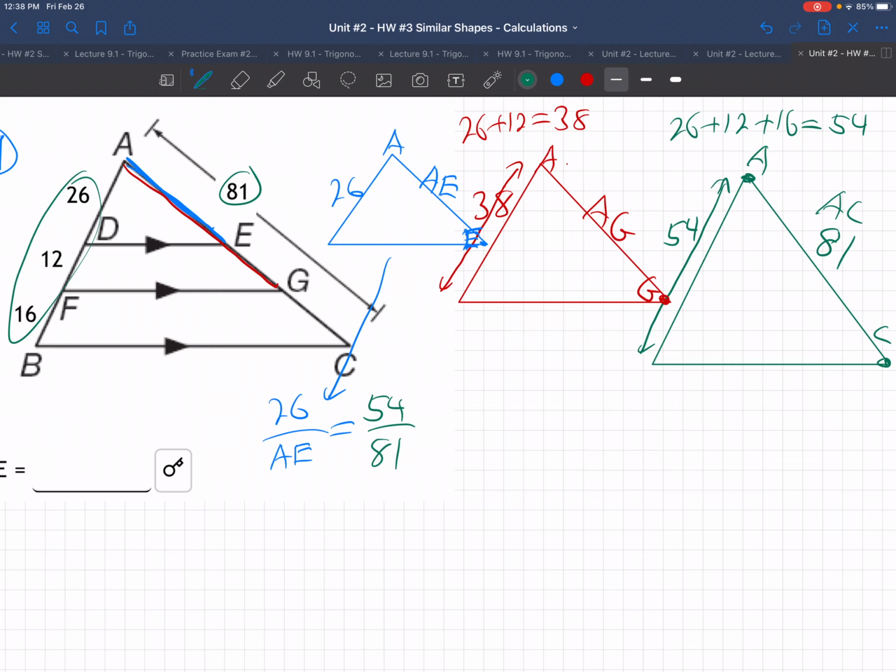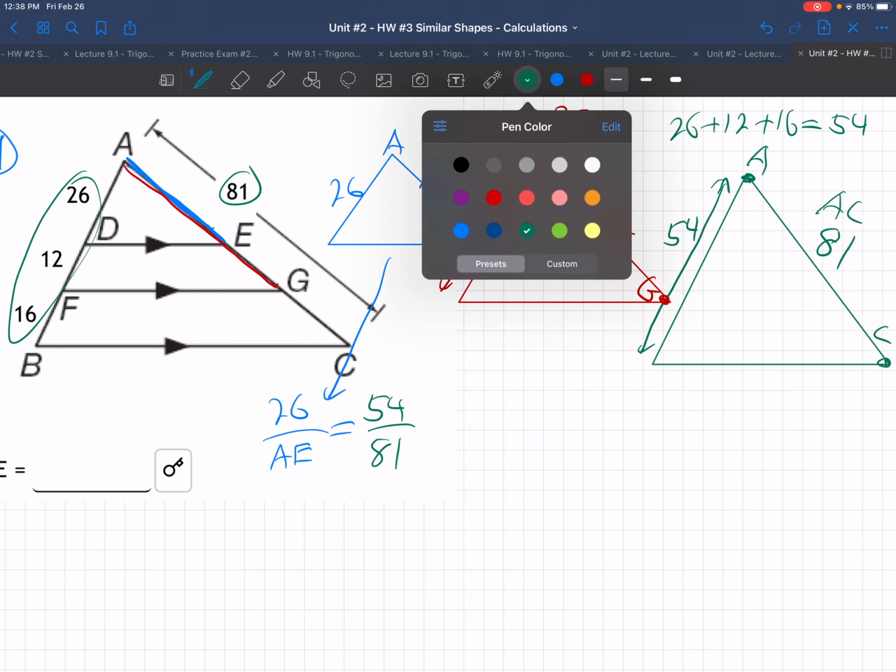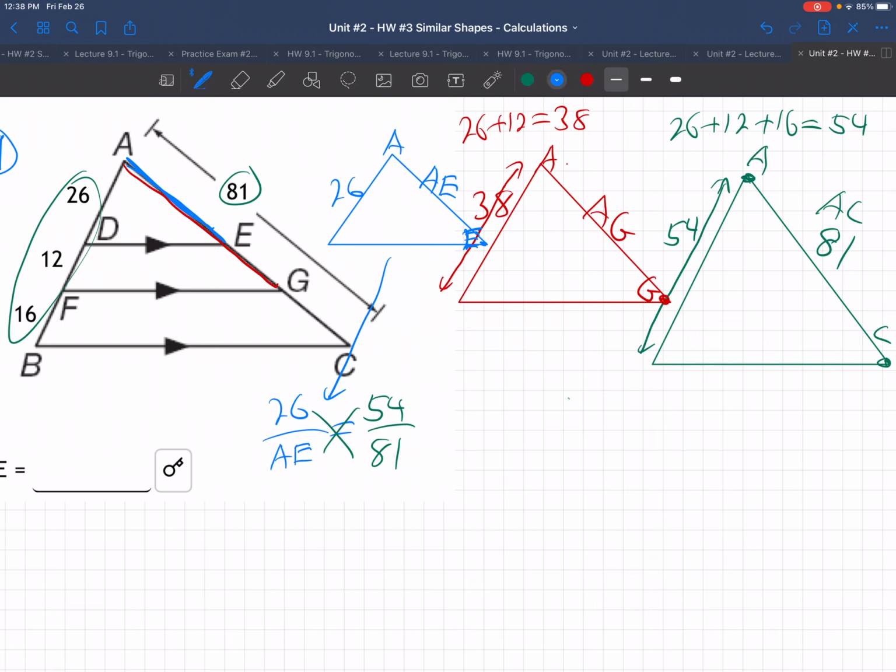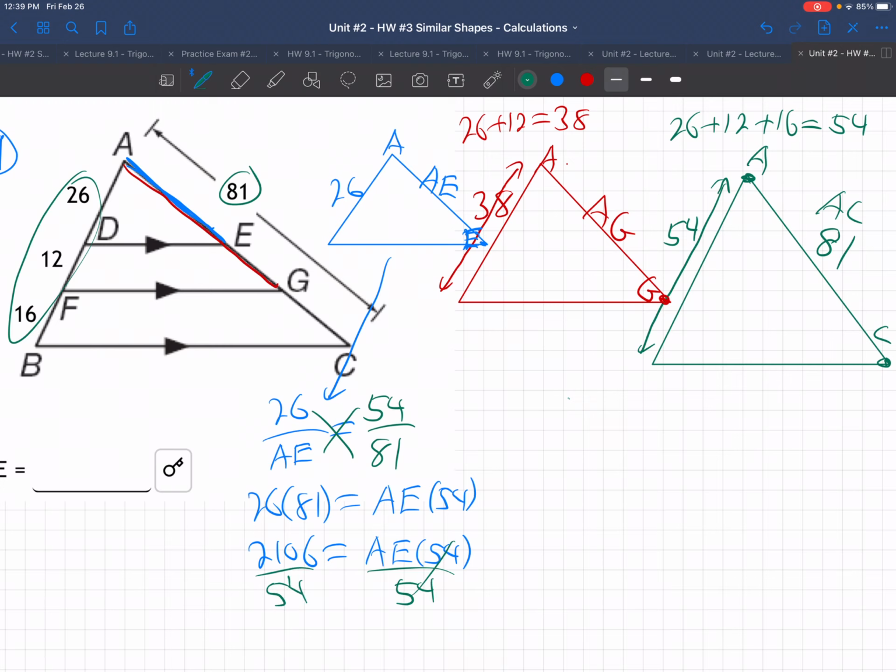So then I just solve this equation, cross multiply here, and get 26 times 81 is AE times 54. Use your calculator. I'm getting 2106 is AE times 54, divide by 54, and AE will equal whatever that is, 39. So I found AE, it's 39. Let me write it below, it'd be better. Right there, 39.